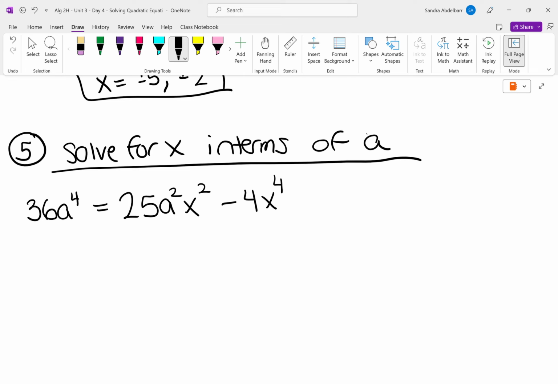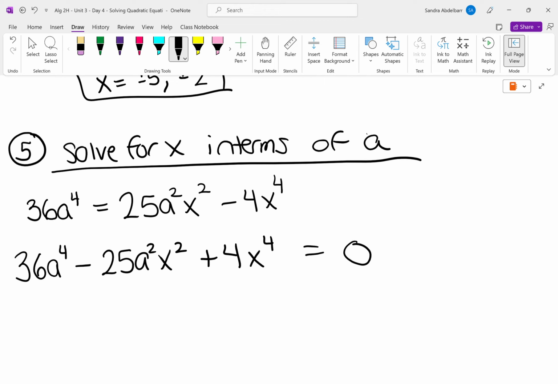Do we all agree we need to have this set equal to 0 for us to factor? So what I'm going to do is keep 36a to the fourth here, and then subtract the 25a squared x squared, and add the 4x to the fourth. It really doesn't matter if you wanted to switch the 36a to the fourth and the 4x to the fourth. It does not matter which one you put as the leading one. It will all still work out.